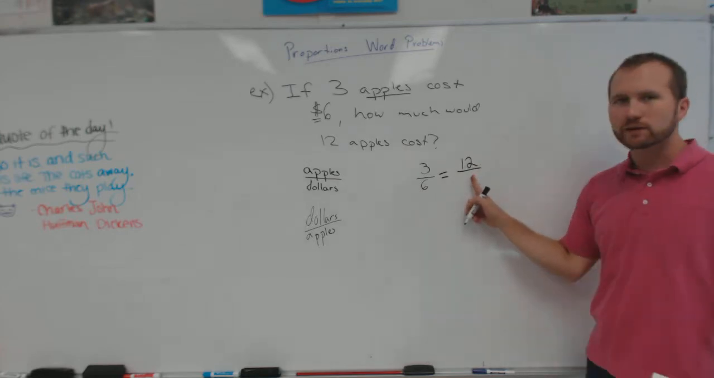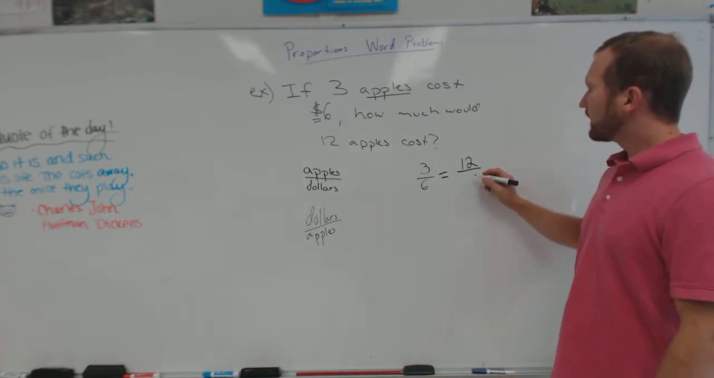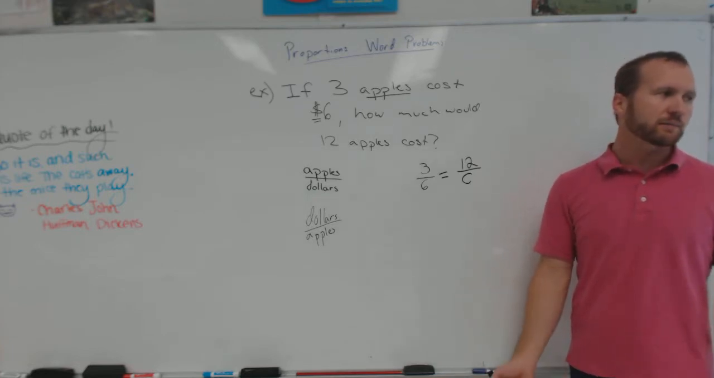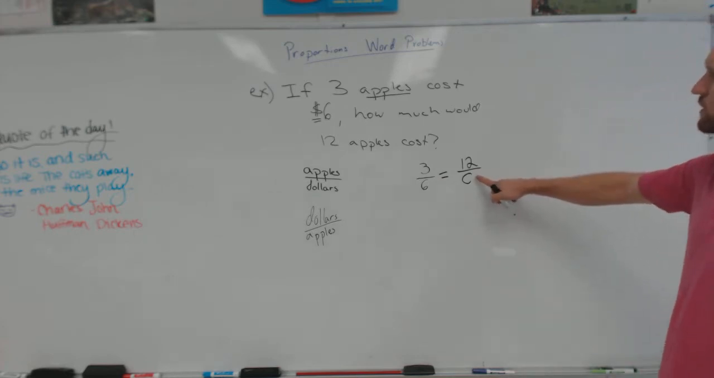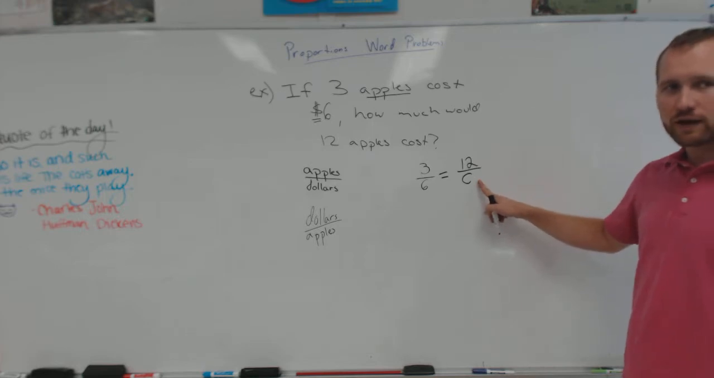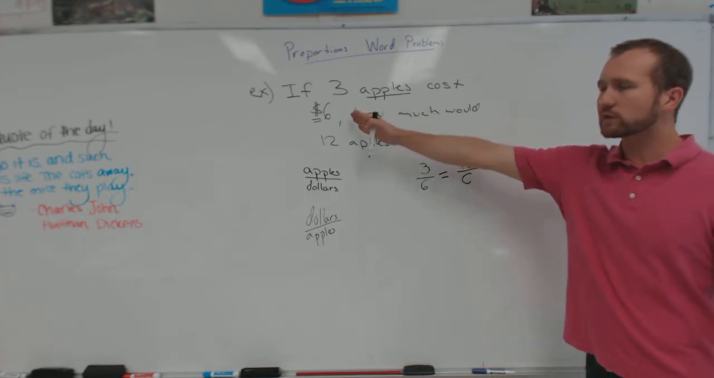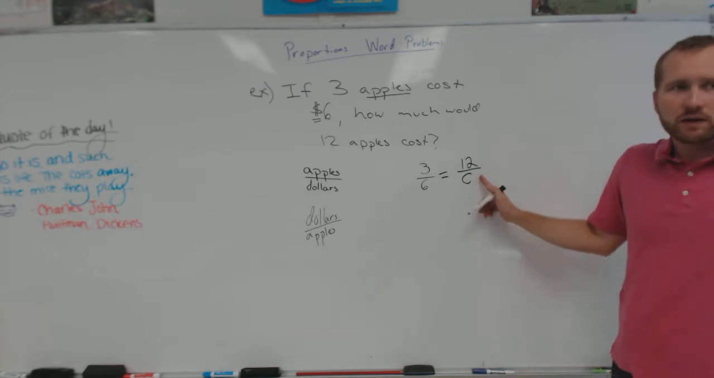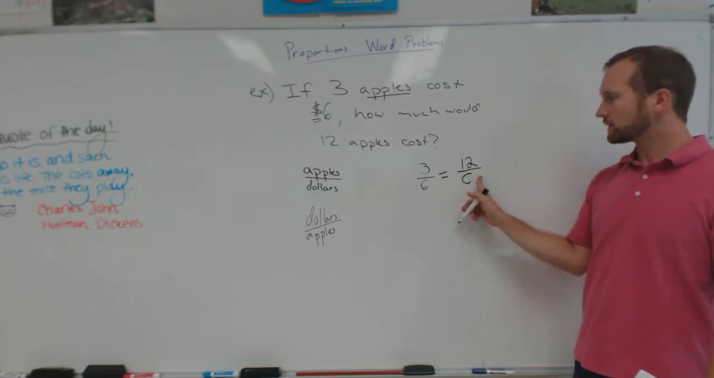What am I going to put down here? Yeah, I'm going to put any variable. I might say C, because it's cost. Okay, it doesn't matter, but you could say any variable that you want, because we don't know how much 12 apples cost. So we use a variable for that. So 3 apples over $6, that's the first part, compared to 12 apples over an unknown. A variable is also called an unknown cost.